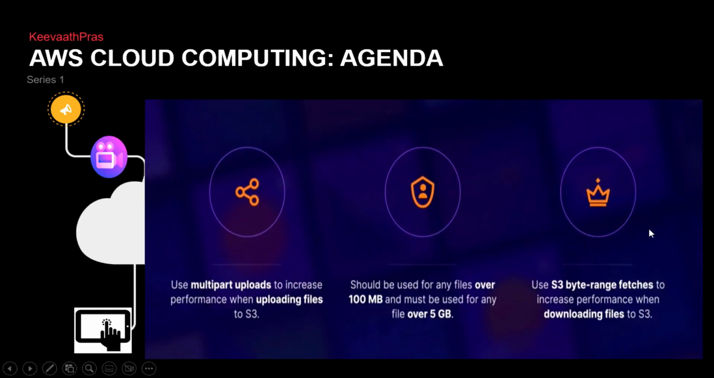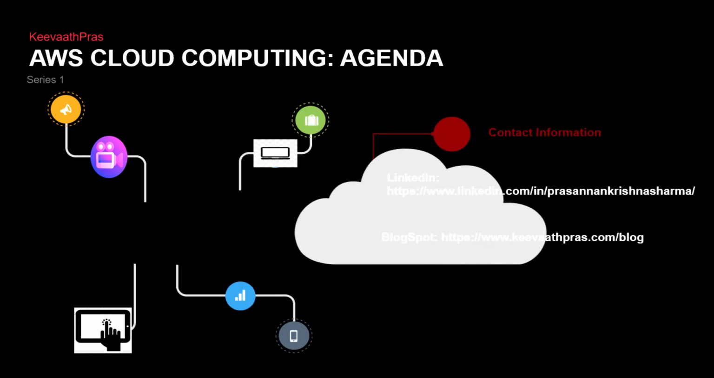So multi-part upload is used to increase performance, and it should be used for any files over 100 MB, and definitely for more than 5 GB. And use S3 byte ranges to increase performance for downloading files in S3.